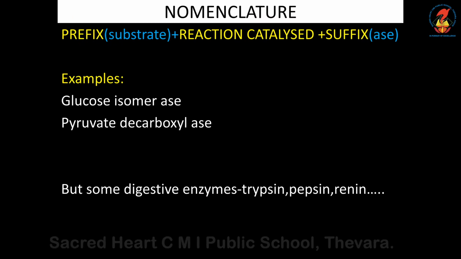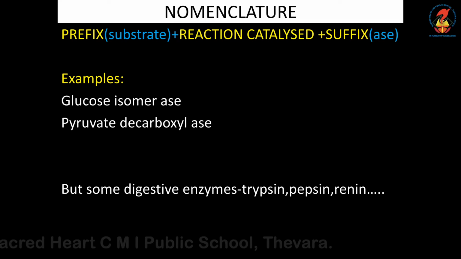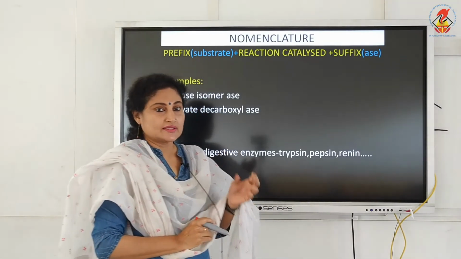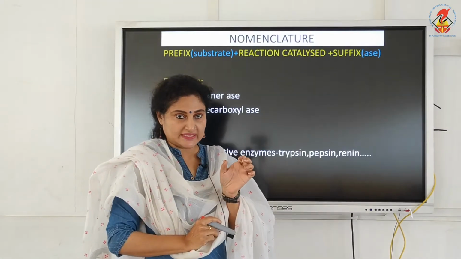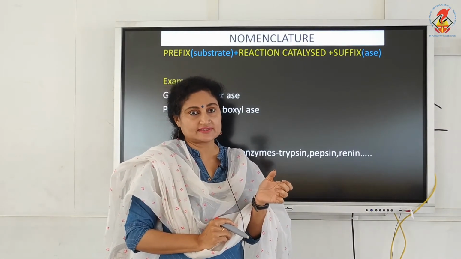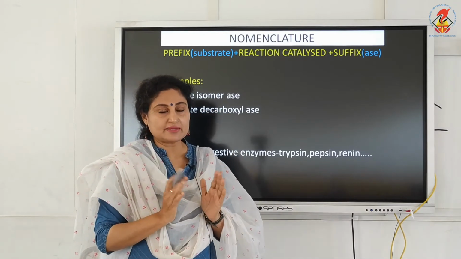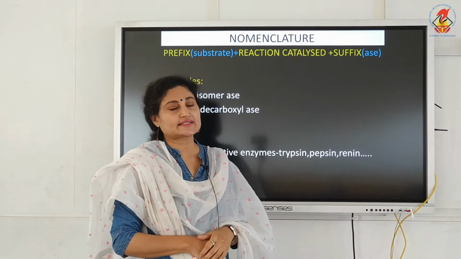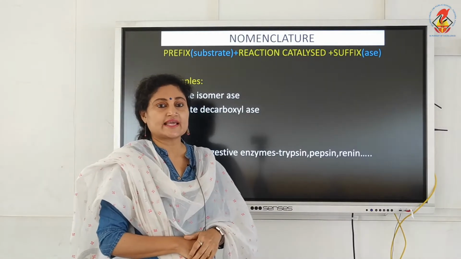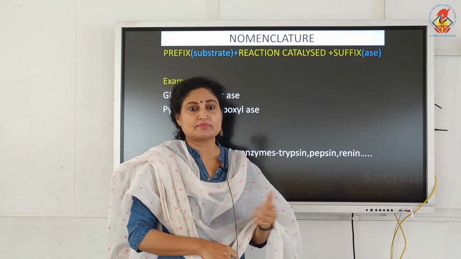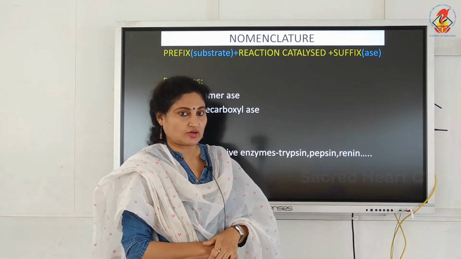First, let us deal with the nomenclature or naming of an enzyme. There are three parts to an enzyme name: the prefix, the middle name, and the suffix. The prefix indicates the substrate, the middle name indicates the reaction it catalyzes, and the suffix is "ase". From the very "ase" ending, you can identify whether the biomolecule is an enzyme or not.